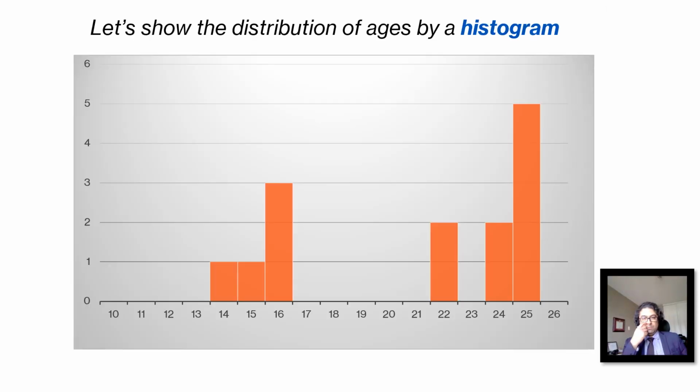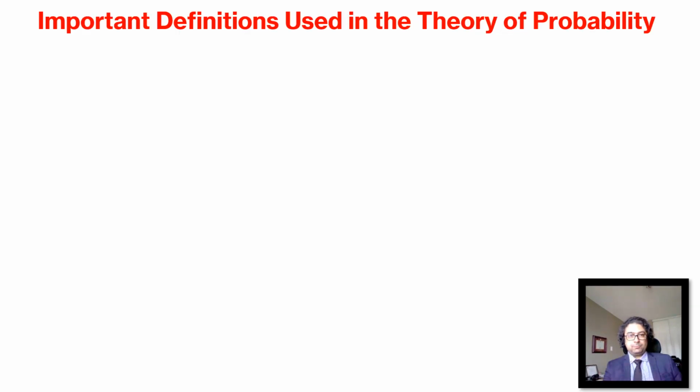All right. Now, in order to analyze this distribution of students, I would use what is called a histogram. And here on the horizontal axis, I represent the age. On the vertical axis, I represent the number of students. So the number of students at age 14 is just 1. At age 15 is also 1. At age 16 is 3. At age 22, you can see it's 2. At age 24, it is 2. And at age 25, there are 5 students in the room.